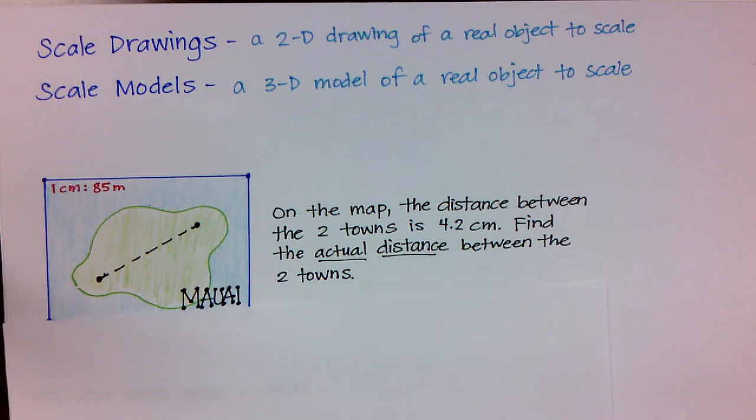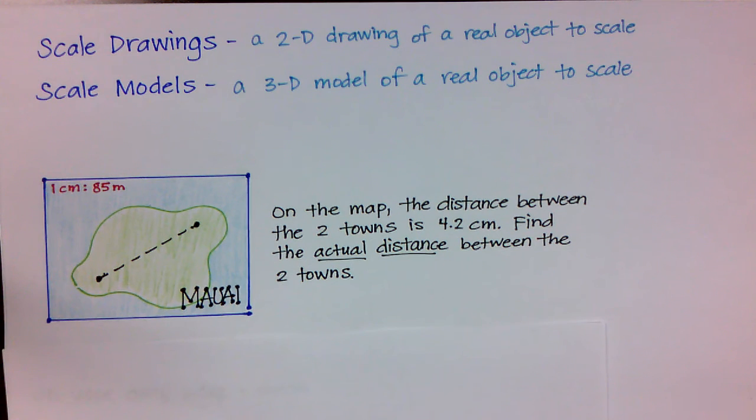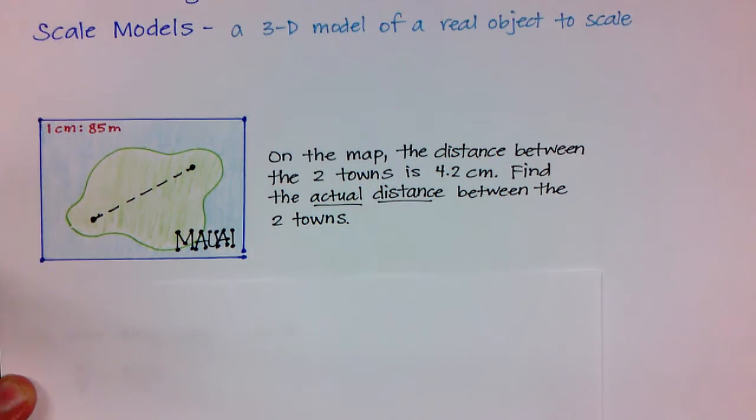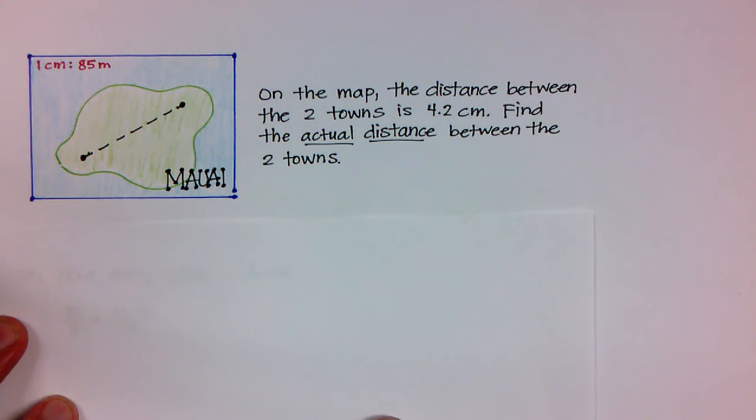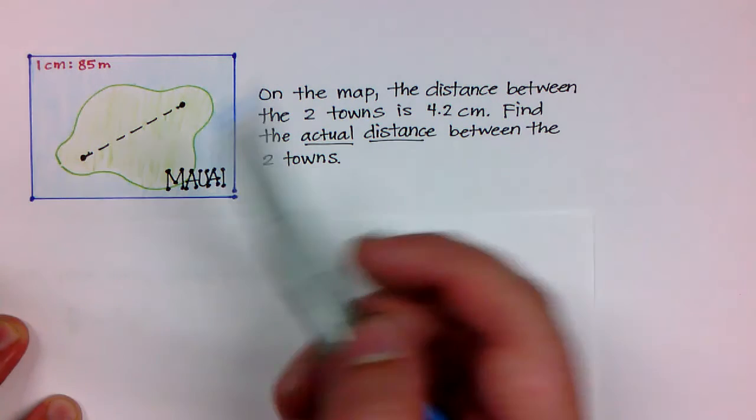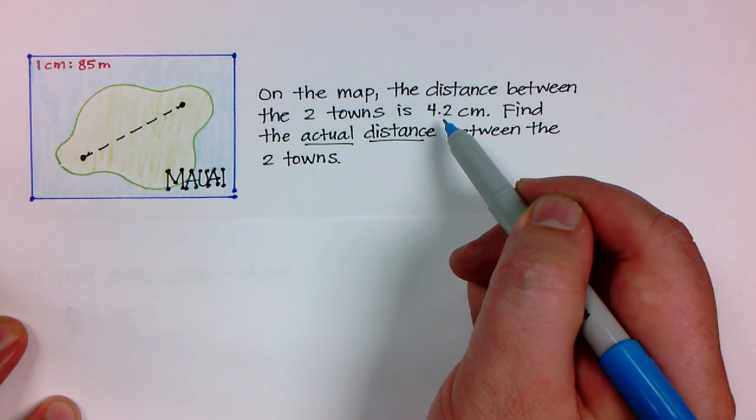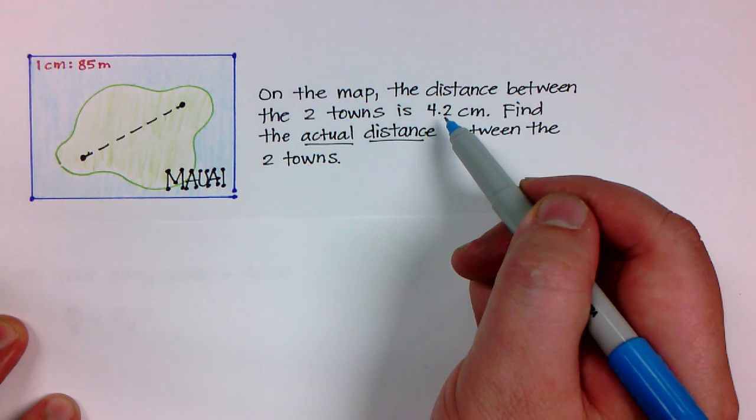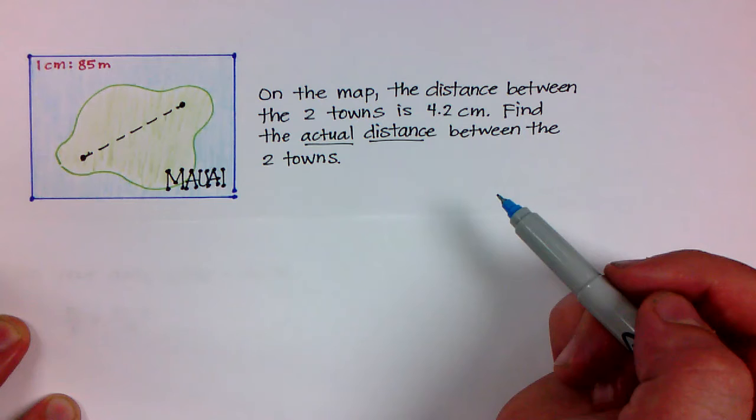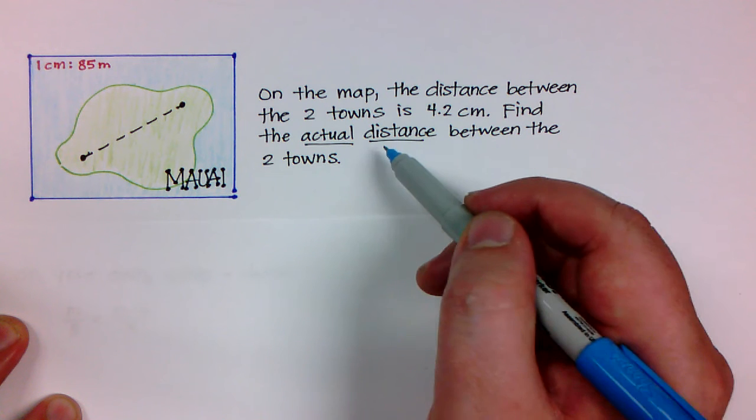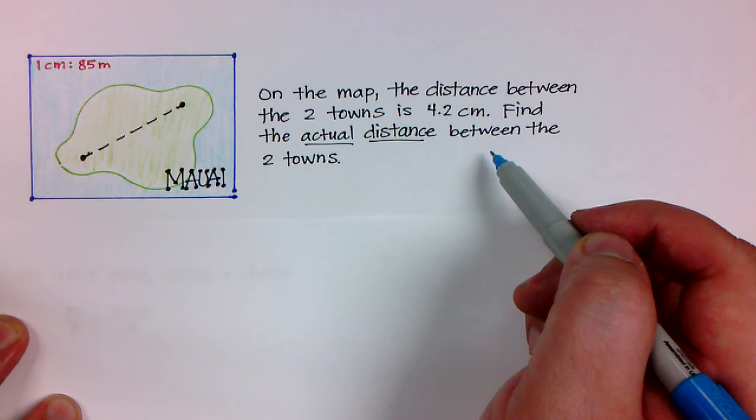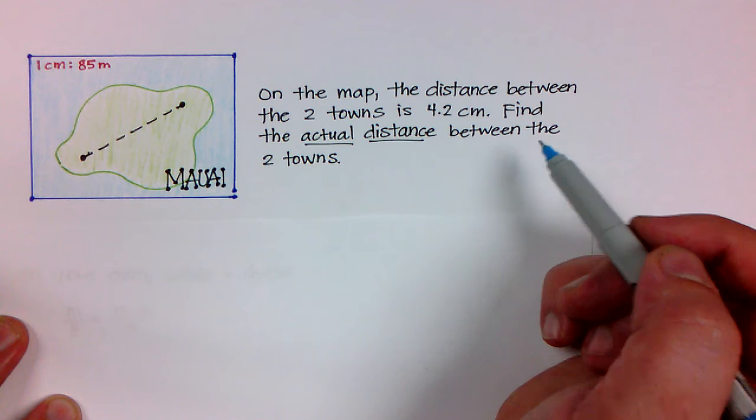So the example that I have is a little map here. I love Maui. I've gone there twice now. And on the map, we're just going to say that the distance between two different towns on the island is measured 4.2 centimeters. Okay, this is when I took out a ruler and I measured it on the map. And I want you to find the actual distance between the two towns.